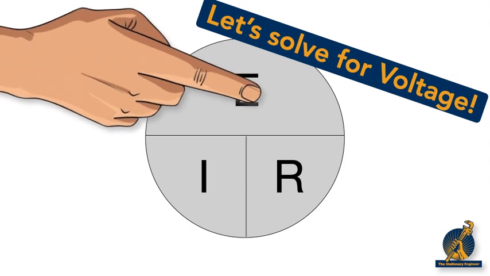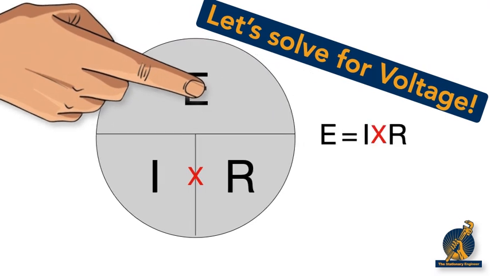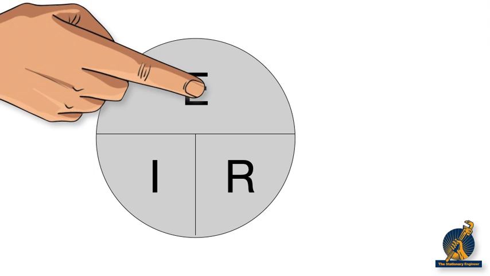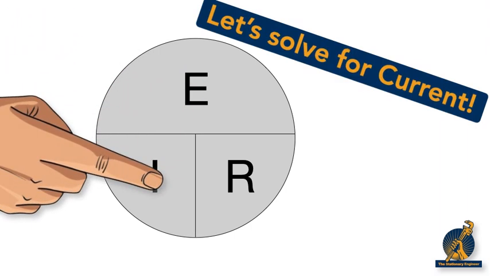First, let's solve for voltage. If you're looking for voltage, go ahead and cover up the E with your finger or your thumb. Now you're left with two different variables: I, which is current, and resistance. If we take our current and multiply by our resistance, we get the following formula: voltage is equal to the current times the resistance in a circuit. Pretty simple math.